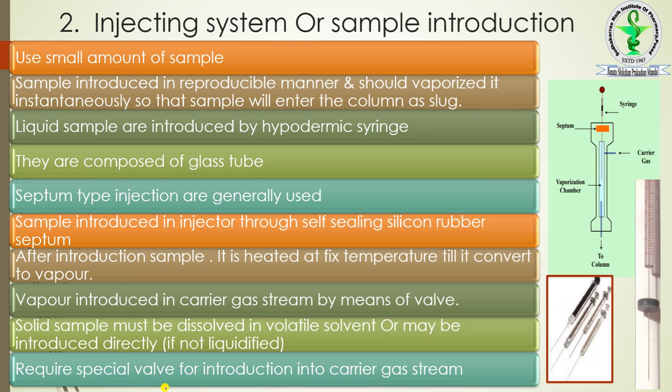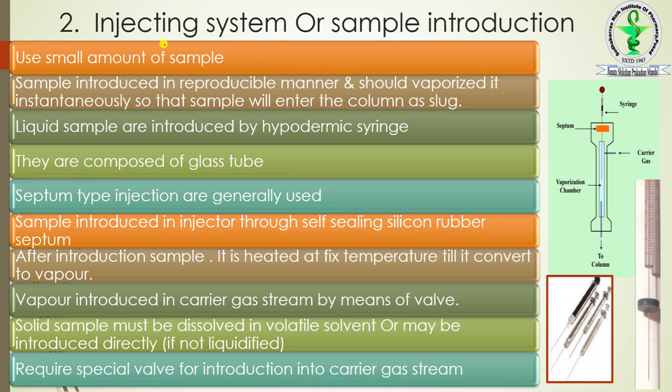Then the next component is the injecting system, or sample introduction. If you are able to see in this diagram, here is a syringe through which we pass the sample. Here is a septum, a self-sealing silicon rubber septum. Then a needle goes towards here. Here is the entry of the carrier gas. Here is a vaporization chamber where vaporization takes place, and then towards the column.